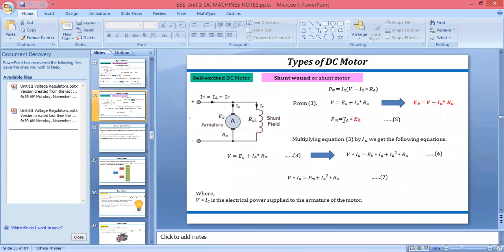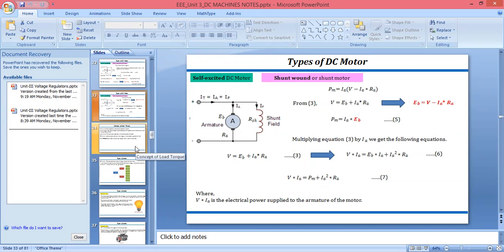IA is nothing but the current flowing through the armature. EB is nothing but the back EMF. So multiplying equation 3 by IA, what can we do here? Our third equation is nothing but V equal to EB plus IA RA. If you multiply both sides of the equation by the same number, there will be no change. We can convert it to V into IA equals PM, क्योंकि EB into IA हो जाएगा तो मैं इसको PM लिख सकती हूँ, plus IA square RA. But we know V into IA is nothing but electrical power. So your equation will be power equal to PM plus IA square RA.